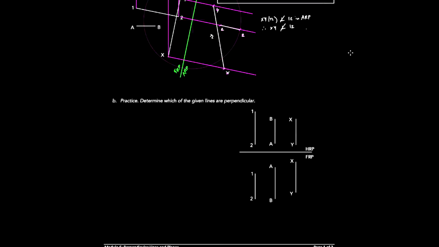So you can have something like this as the proof. AB is parallel to, this is just random, parallel to 1, 2 in HRP. Then AB is parallel to 1, 2 in FRP. Therefore, AB is parallel to 1, 2. So that is what proofs for parallelism look like. You need to show that the two lines are parallel in at least two views.